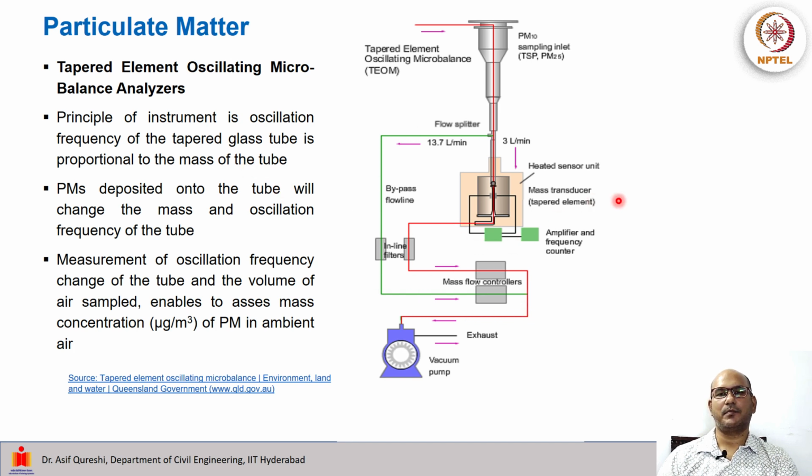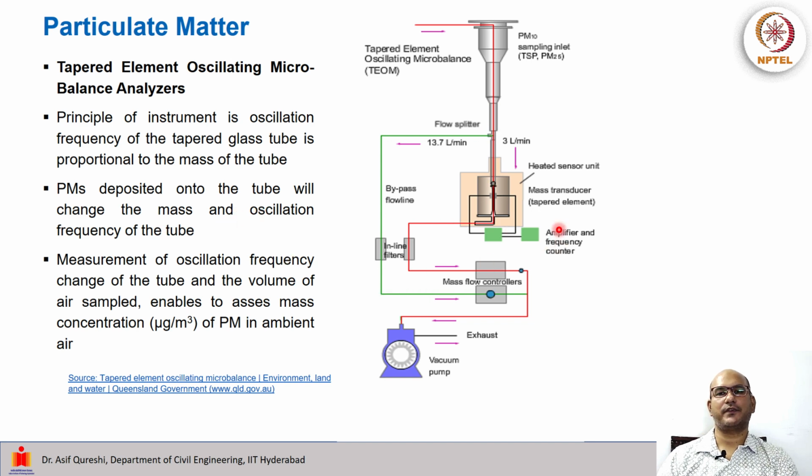So here we have this mass transducer, the tapered element. This is our tapered element oscillating microbalance. PM is coming in. Here we have, let us say, PM10, but it could as well be PM2.5. There is some flow splitter, and then we have this mass transducer. The PM deposited on the tube will change the mass of the tube and the oscillation frequency of the tube.